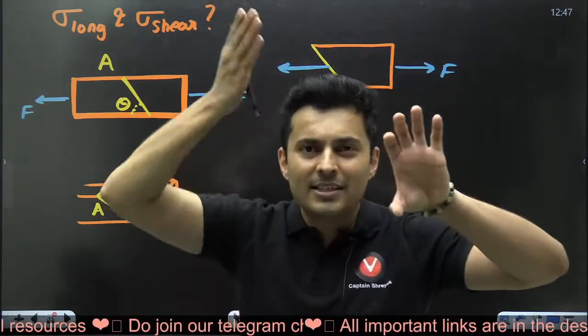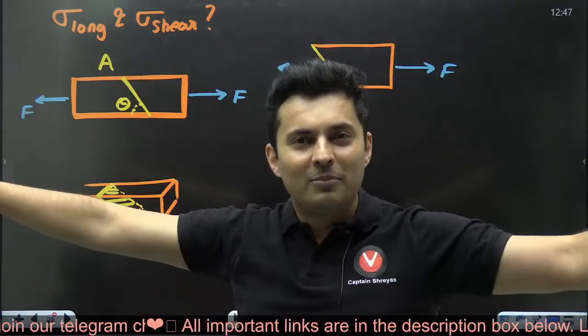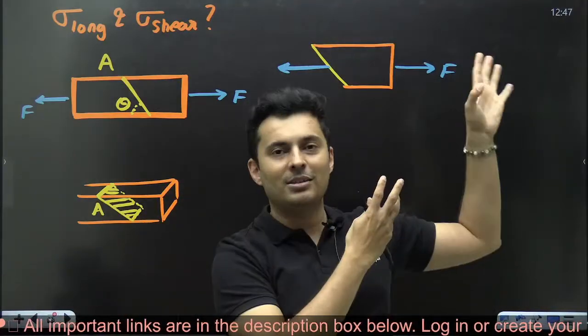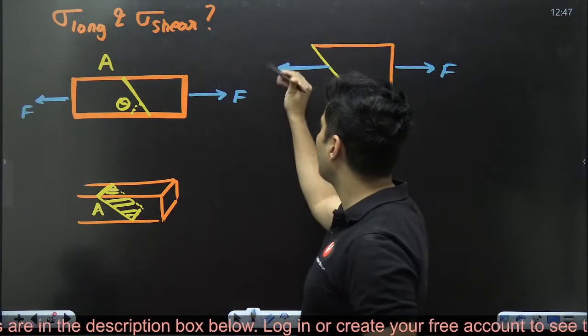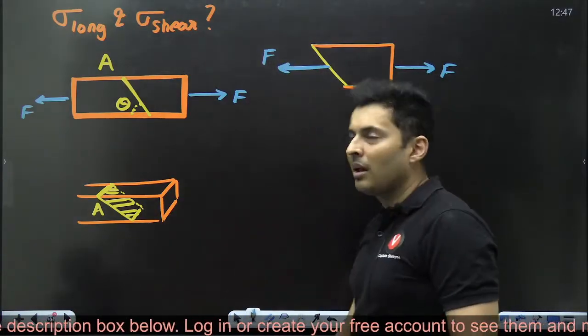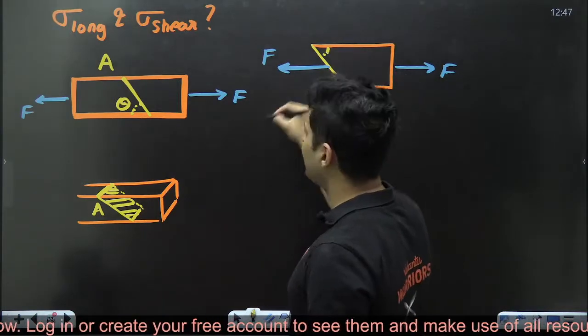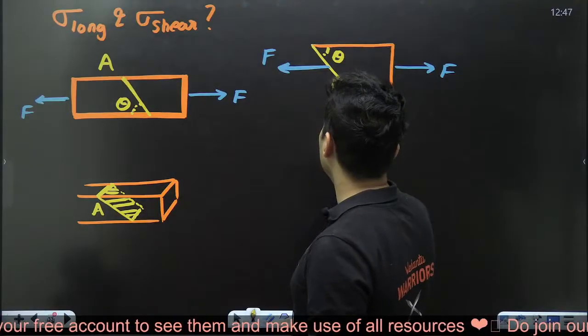Basically, if you take any section of that rod, there will be force, or else the rod will completely break. If there is no force, then this force will just take away this part of the rod, and that force will take away that part of the rod. So 100% there will be a force over here. Now it is clearly mentioned this angle is theta, or basically even this angle will be theta, or even this angle will be theta.